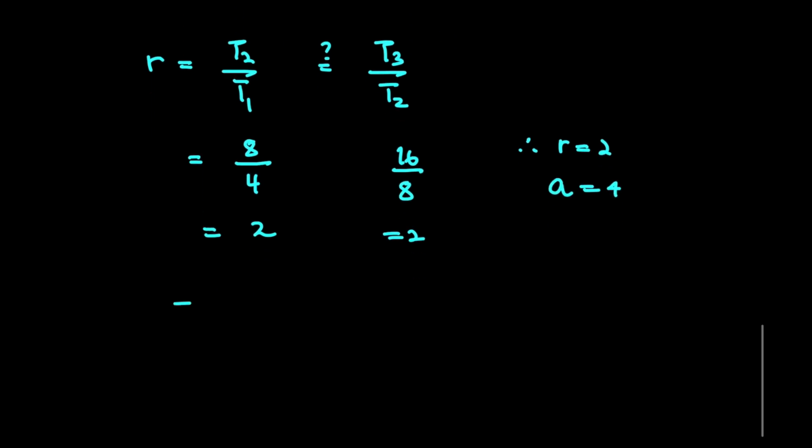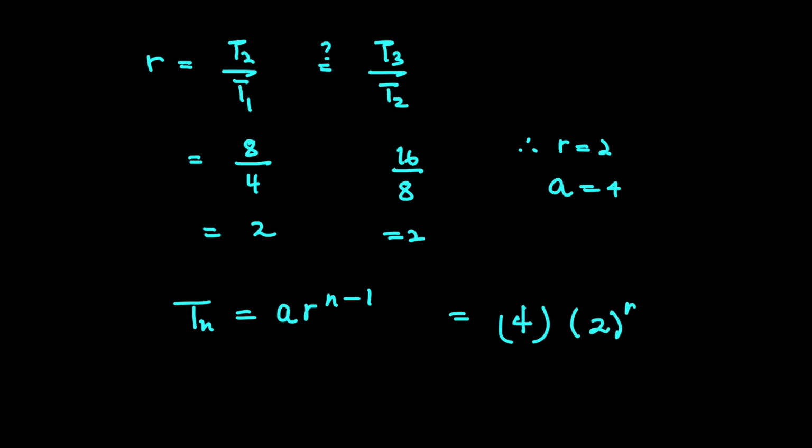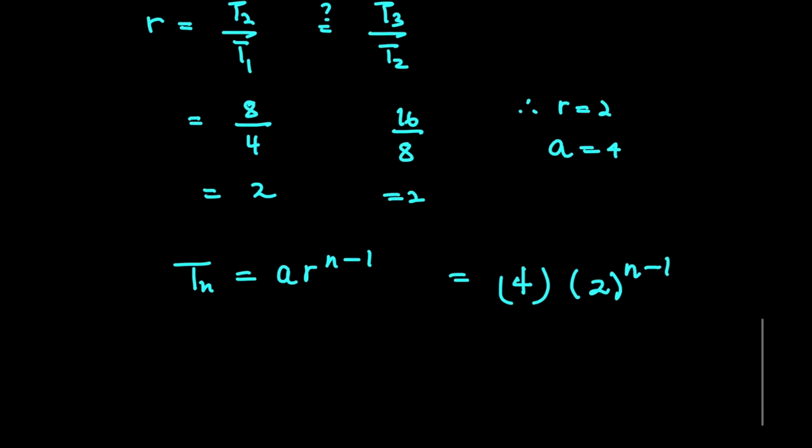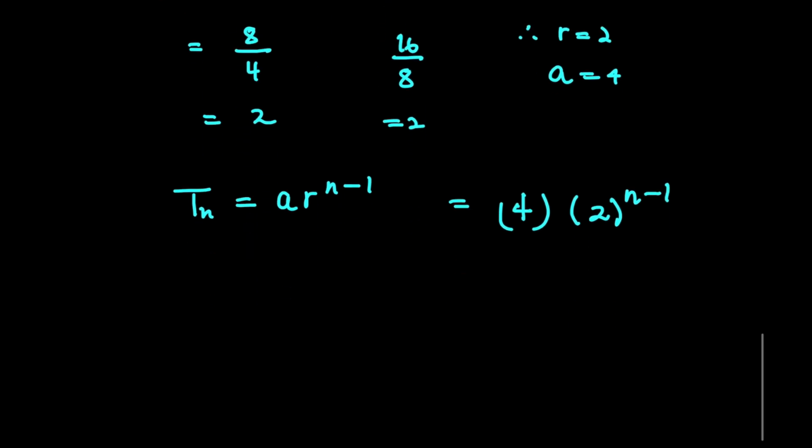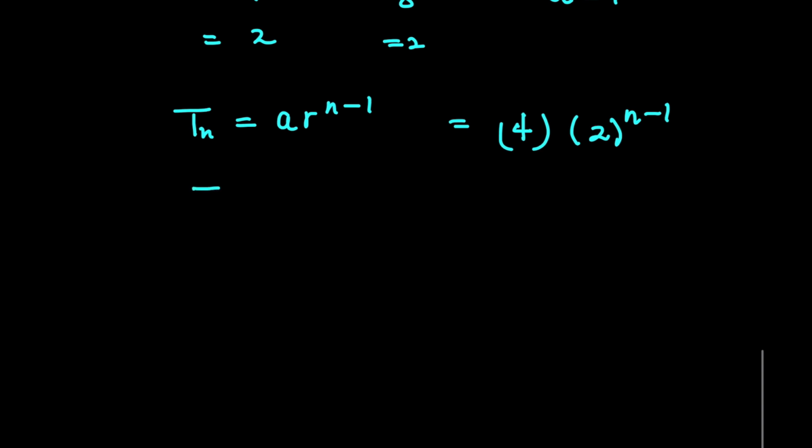So what is your Tn? Tn is equal to A times R to the n minus 1. So Tn is equal to, this is 4 for A, and then R is going to be 2 to the n minus 1. So that is your general term. So it is basically Tn is equal to 4 times 2 to the n minus 1.